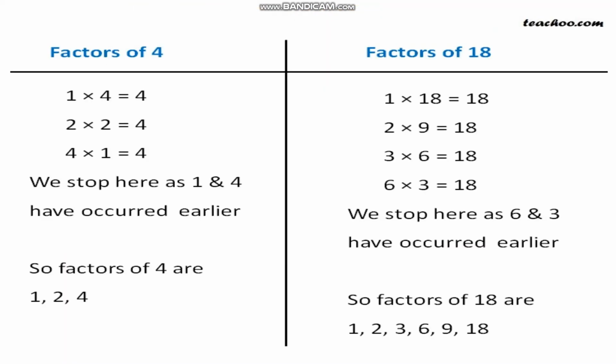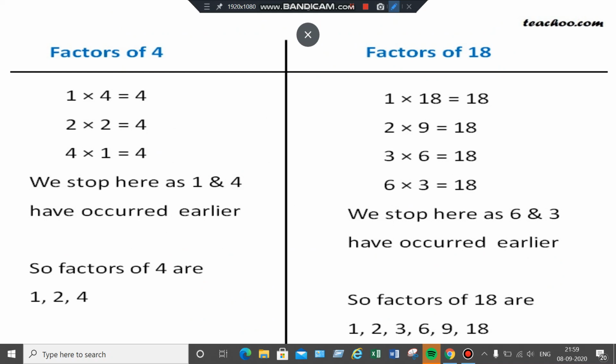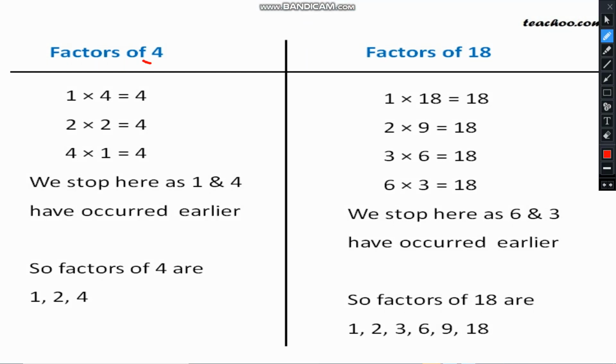Now in here you can see factors of 4 and factors of 18. Now let us see how we have found out. अगर हमें 4 के factors पता लगाने हैं तो 1 into 4, yes. Then 2 में, yes, 2 into 2 is 4. Then 3, no. Then again 4, 4 into 1 is 4. So we stop here as 1 and 4 have occurred earlier. So factors of 4 are 1, 2 and 4.